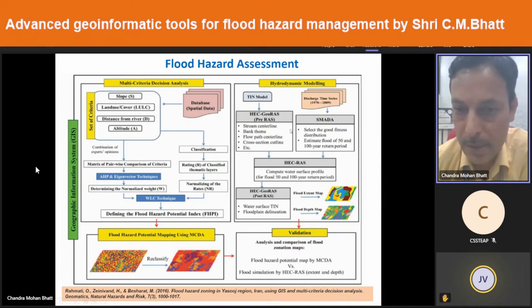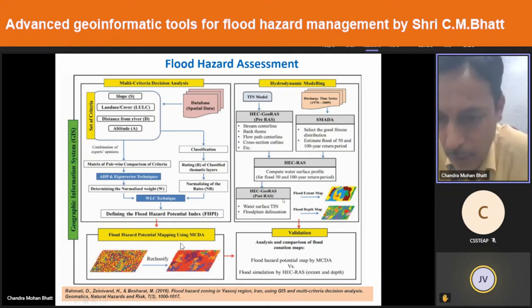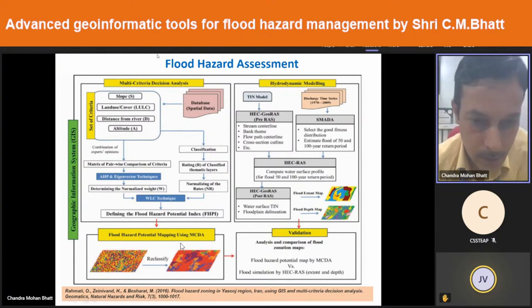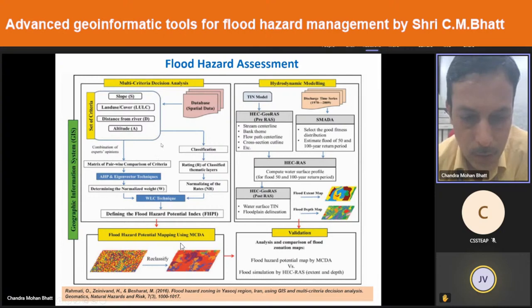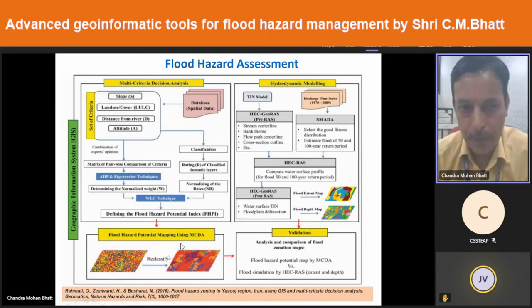And from the satellite images, you can draw the stream river profile, stream centerline, flow path centerline, and cross sections. Having the discharge data from the field, we can compute the extent of inundation for a particular return period, and also create the flood depth map. And also from the other source, by using the DEM, we can have a multi-criteria analysis to see which areas will be more impacted by floods, as well as from the hydrodynamic modeling perspective. And we can have flood hazard potential maps.